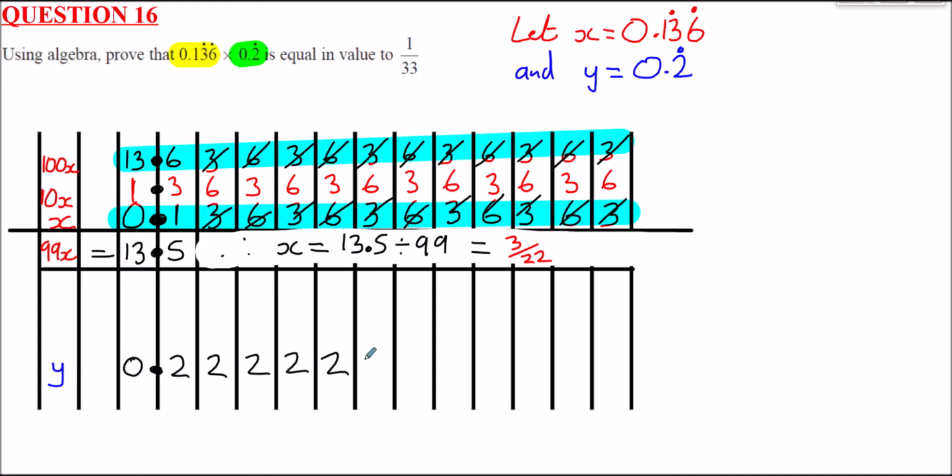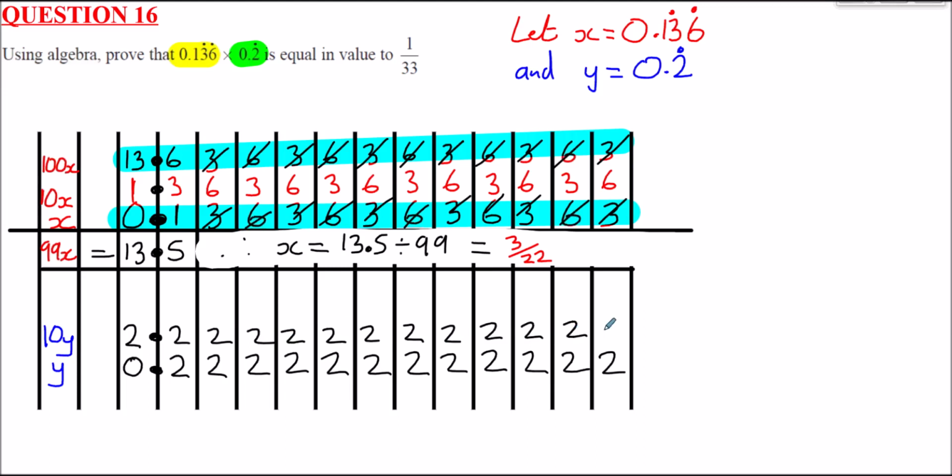We now need to multiply this by 10 and see what happens, if the numbers are in line or not. So if I multiply this row by 10 to get 10y, and if I multiply a decimal by 10, it just has the effect of moving the decimal point to the right one digit. So we get now 2.222 going on forever. So you can see here that the columns already line up perfectly.